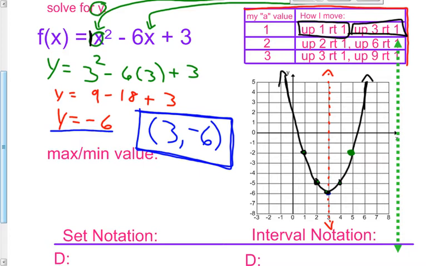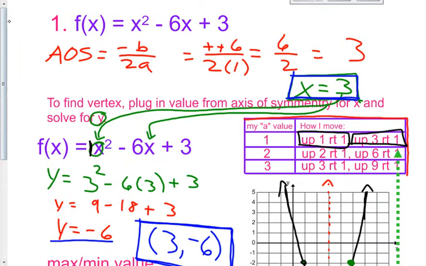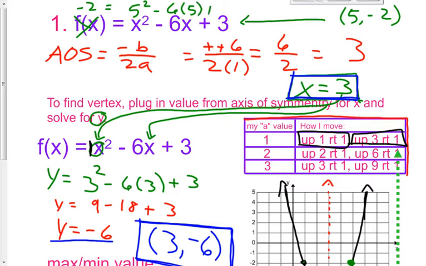It is right 1, 2, 3, 4, 5, down 2. My point that I'm going to pick is (5, -2). Because it's on my graph, it should satisfy this equation. So my y coordinate is a negative 2. Is that what happens when you take 5 and square it, minus 6 times the x coordinate, which is 5, plus 3? This would make negative 30 right here. A negative 30 plus 25 is a negative 5. A negative 5 plus 3 is a negative 2.